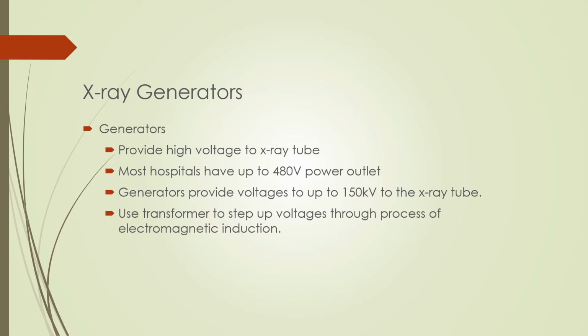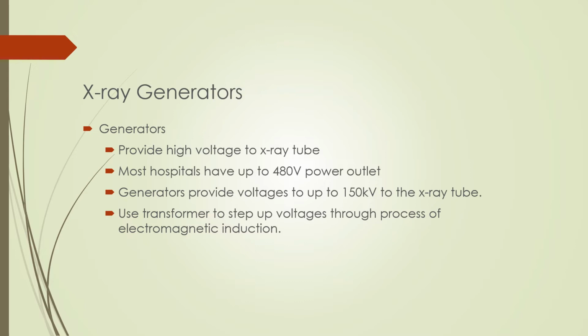One might ask why a generator is needed. To answer that question, we need to know that the voltage coming out of most outlets in a hospital is less than the kV range needed to accelerate electrons in the X-ray tube. Most hospital outlets may have up to 480 volts. So the principal function of the generator is to provide a high voltage to the X-ray tube. This is achieved by using transformers.